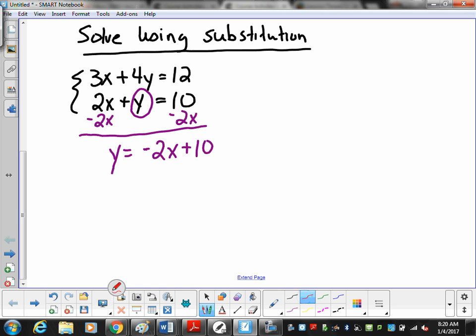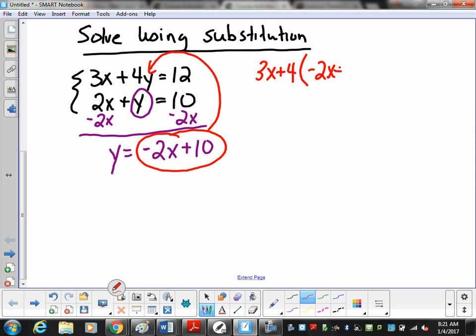So from there, I'm going to take that value for y, and I'm going to replace y in the first equation. So in that first equation, I'm going to replace y with negative 2x plus 10. So I'll rewrite that over here. 3x plus 4, and where y is, I need to put negative 2x plus 10 equals 12.